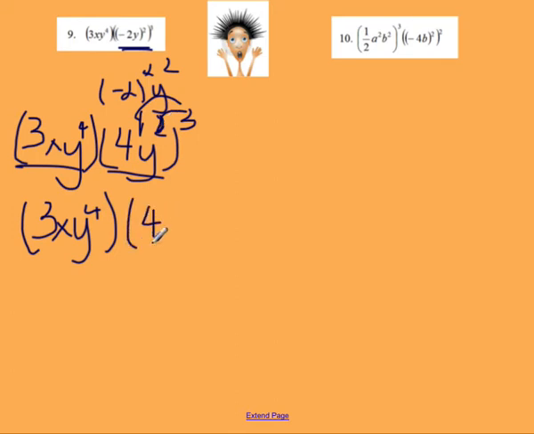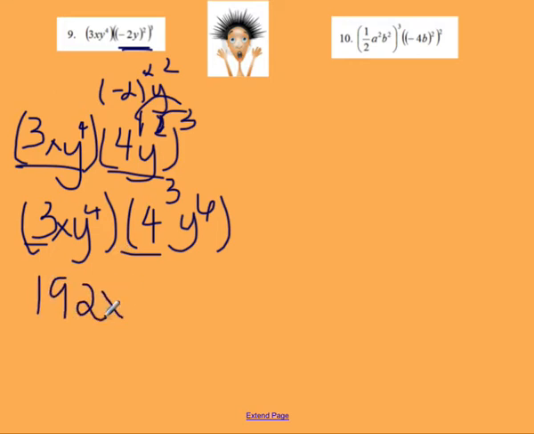So then I have 4 to the 3rd and then y to the 2 times 3, which is 6. So then I need to go ahead and I can multiply these. So I can take 3 times 4 to the 3rd. Well, that's the same as 3 times 4 times 4 times 4. And when I multiply all of those together, I get 192.